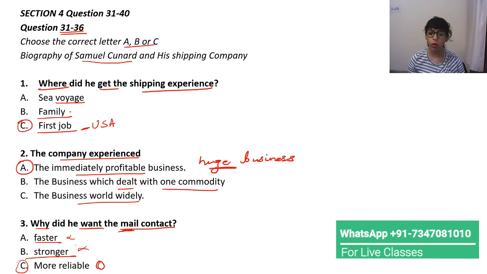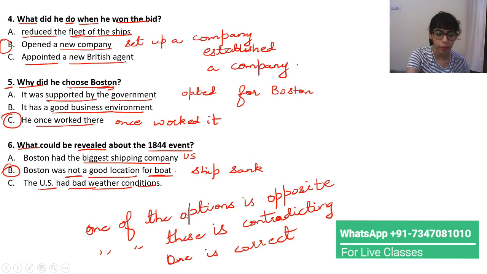So why did he want it? For reliability, because earlier there were times when the mail was not even sent, you don't even know whether the mail will be sent or not, and the timings were also not fixed, so it was not faster, it was not stronger, but it was reliable. That was the reason we marked C here.